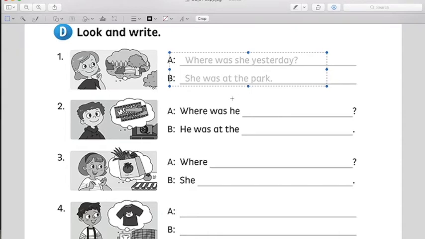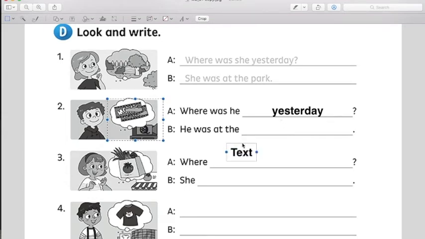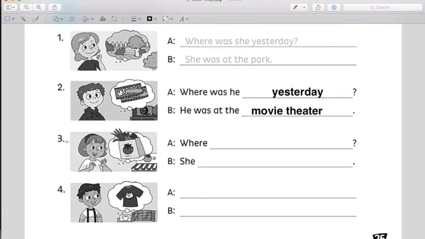So let's go ahead and take a look at letter D. Number 2. So number 2 says, where was he? How do we finish this? By using the word yesterday. Where was he yesterday? Just like this. So let's take a look here. What does this look like? We see some film. You see the film there? He's thinking about the candy in the movie theater. So he was at the movie theater. Perfect.